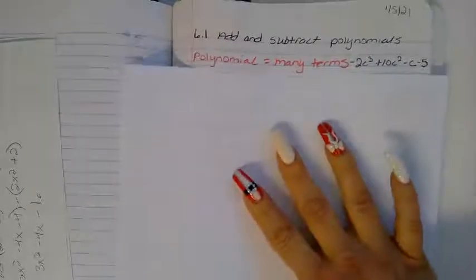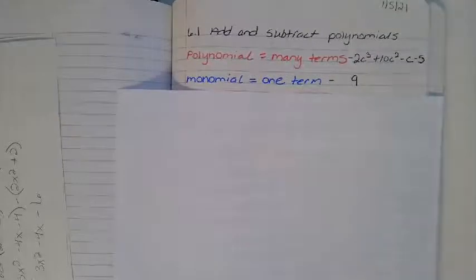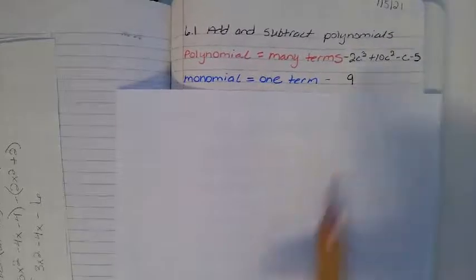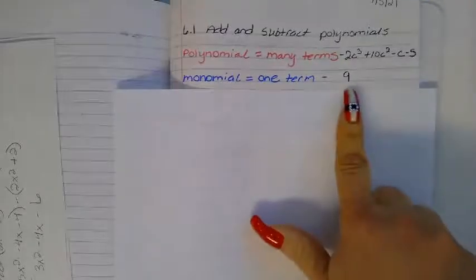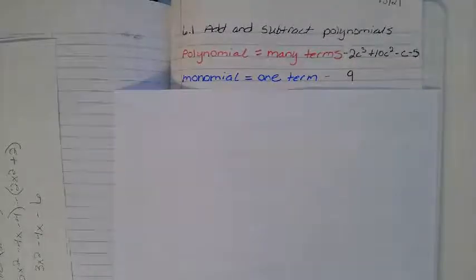Let's look at the next one. Monomial. That means one term, right? Because mono is one. And so an example of that would just be 9. Could be a 2, could be a 3, could be a 10c squared, whatever. But there's just one term there. So monomial.